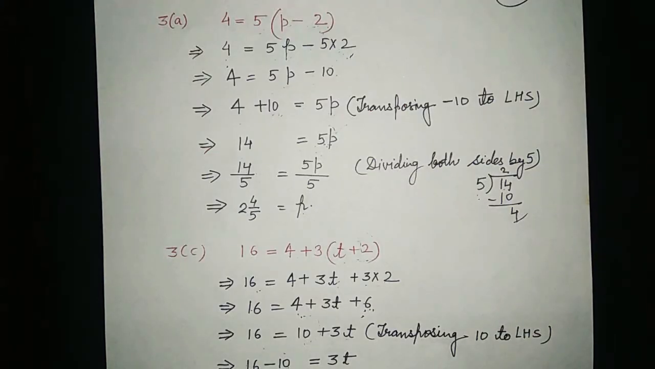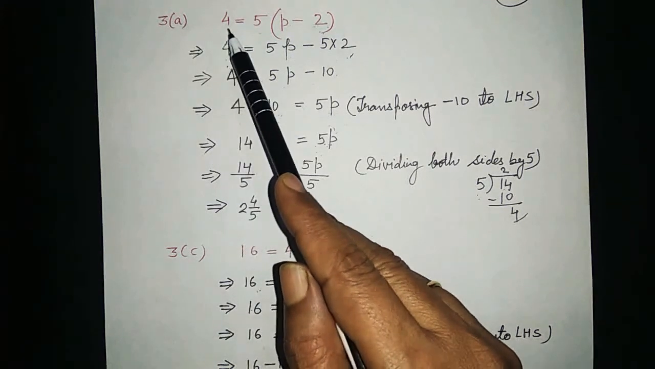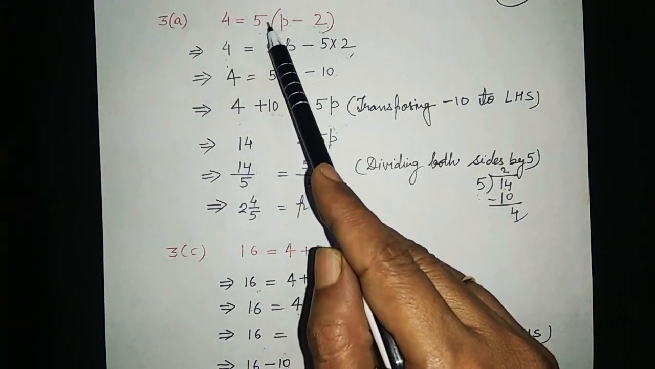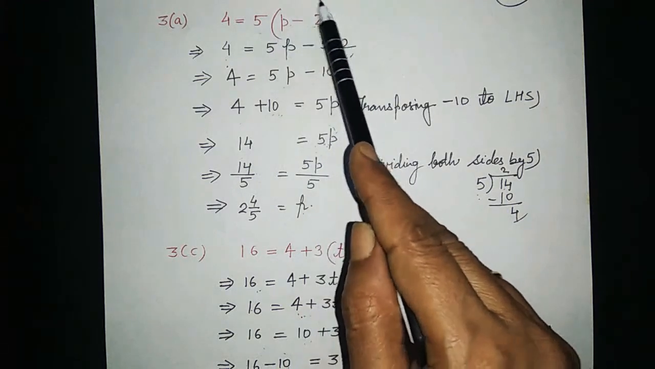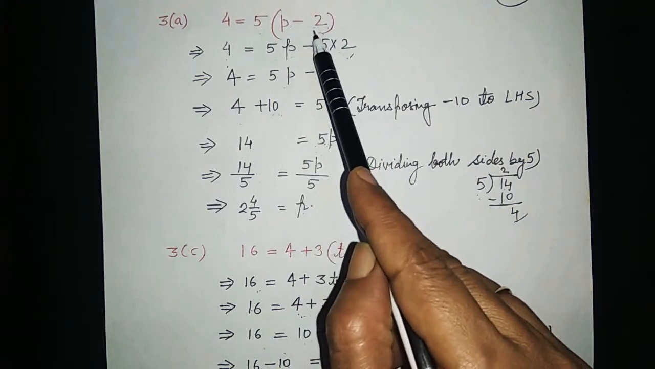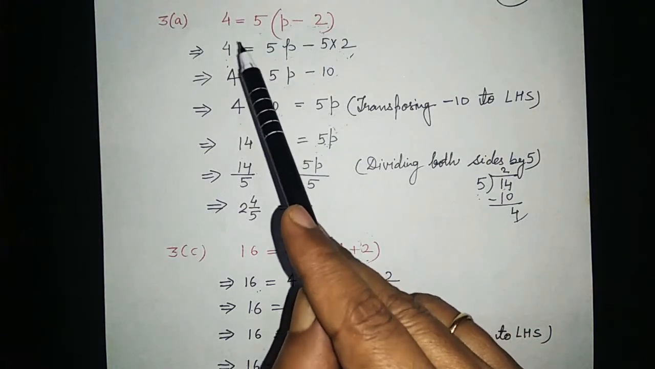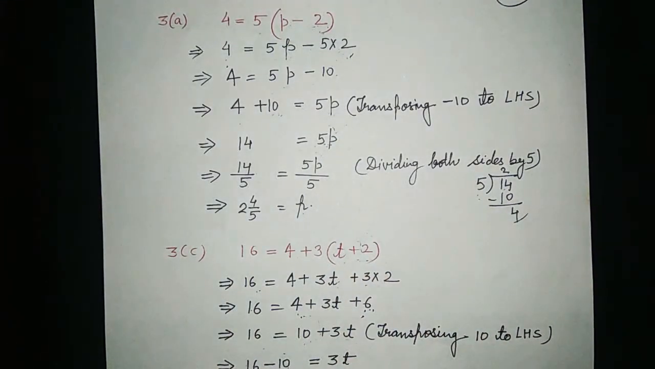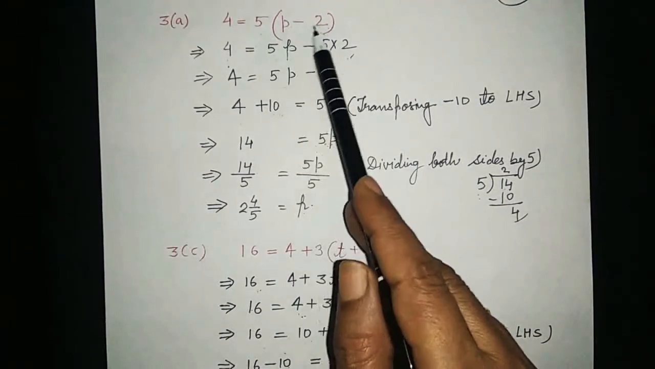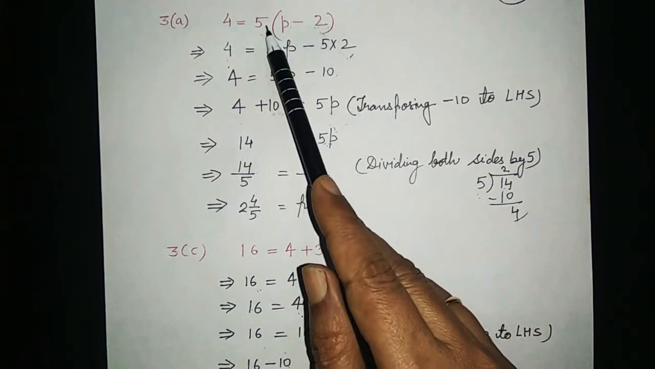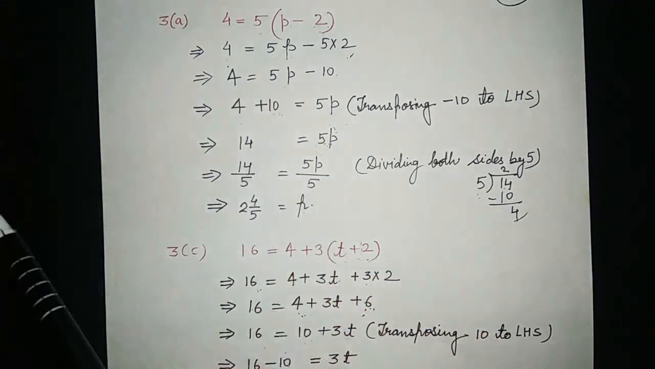Here student, see the A part of question number 3. Here the question is 4 is equals to 5 into p minus 2. Here you can see p minus 2 is in a bracket. Now I will tell you one more method to solve such type of question. In this method you can use the distributive property of multiplication over subtraction. Now see how you will use it.